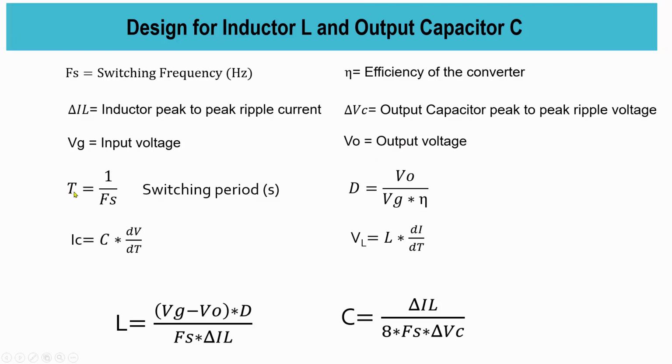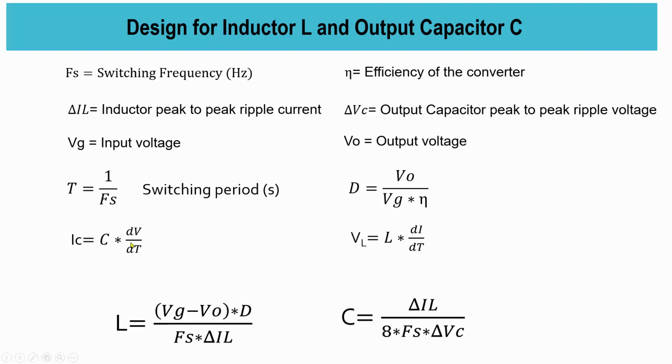Another parameter which is related to Fs: let's say T is the switching period, and the equation is 1 over F. If you have 100 kHz, your period, which is the time for each cycle, is 1 divided by 100,000. So that is 10 microseconds for each period. Now your basic equation for duty cycle is VO divided by input voltage and multiplied by efficiency.